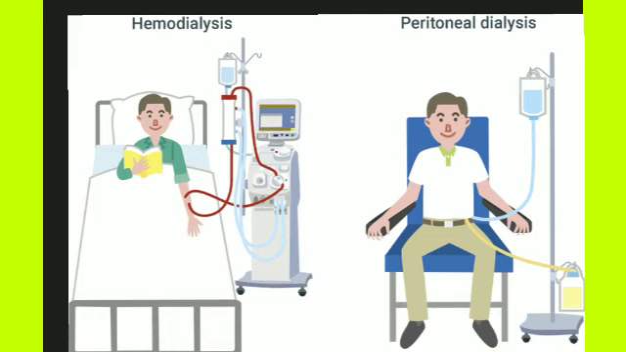Sometimes a person's kidneys may stop working due to infection or injury. As a result of kidney failure, waste products start accumulating in the blood. Such persons cannot survive unless their blood is filtered periodically through an artificial kidney. This process is called dialysis.